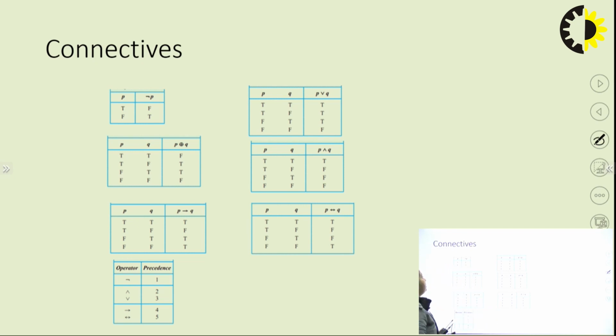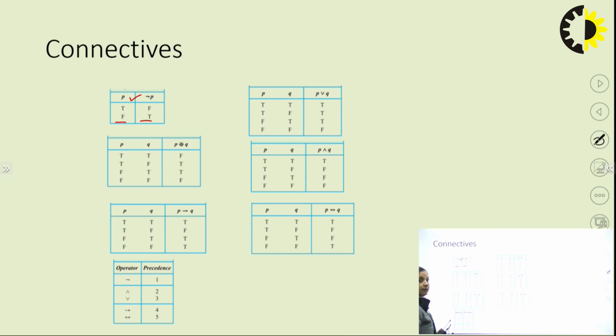Now let us start with a discussion of a few connectives in our propositional logic that we also use in predicate logic. One is negation. In negation, if the proposition is true, its negation will be false. If the proposition is false, its negation will be true. This is the negation operation. Negation of true is false and negation of false is true.